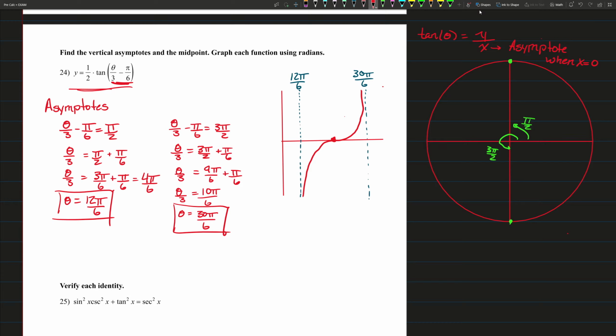And that's just the average of the two asymptotes. So 30 plus 12, that's 42. 42 divided by 2, that's 21. This is going to be 21 pi over 6. And then comma our vertical shift, which is just 0. All right, so I guess I should have done that. Vertical shift here is 0. Amplitude, which doesn't really matter in this case, is 1/2.